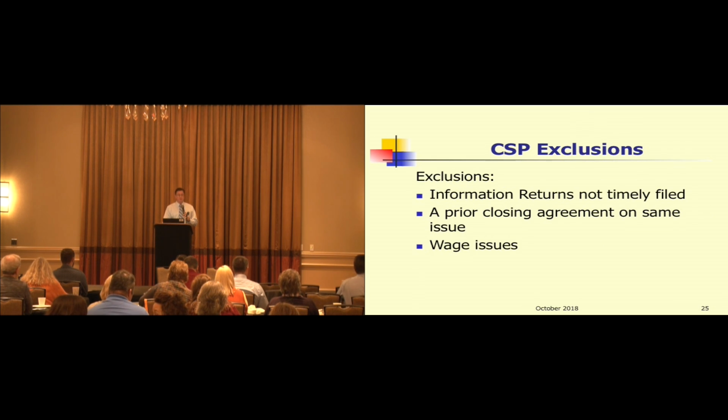Are there exclusions to the CSP? Yep. You didn't file those 1099s, or you had a prior closing agreement on the same issue. Sorry, we can't give it twice. We can give it once. As a matter of fact, I now have a taxpayer in Georgia I've got to go to. It's the same thing. And I hate it. I hate it. But my hands are tied. I won't be able to offer that.